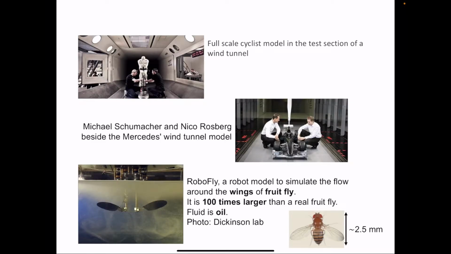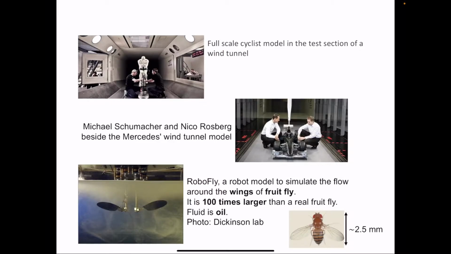First, let's look at some real-life examples of how people perform experimental testing to study the flow around some objects. The one on the top is the bicycle model with a cyclist in the wind tunnel's test section. As you can see in this example, the model is of real size.